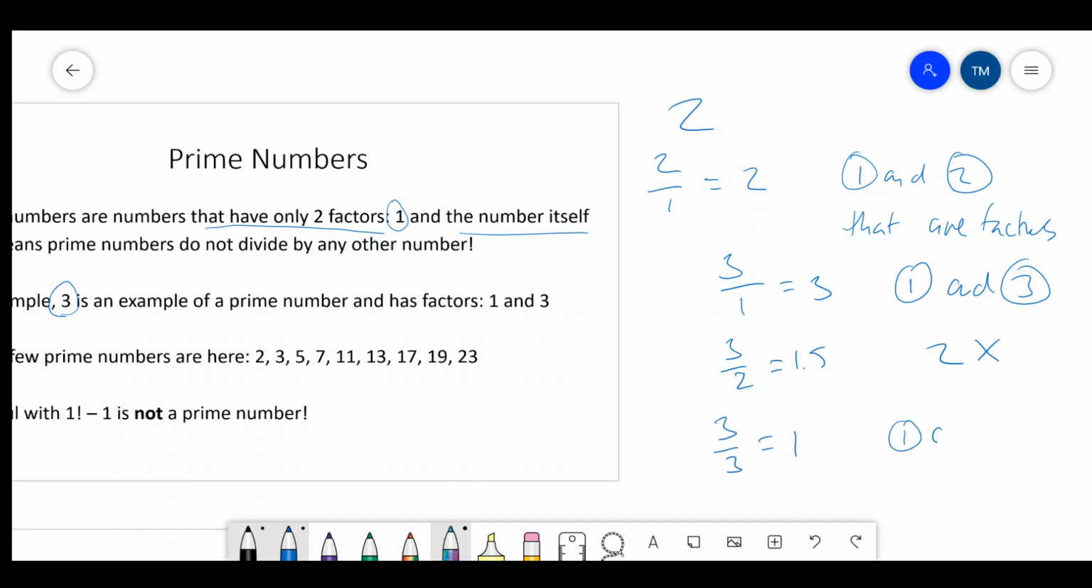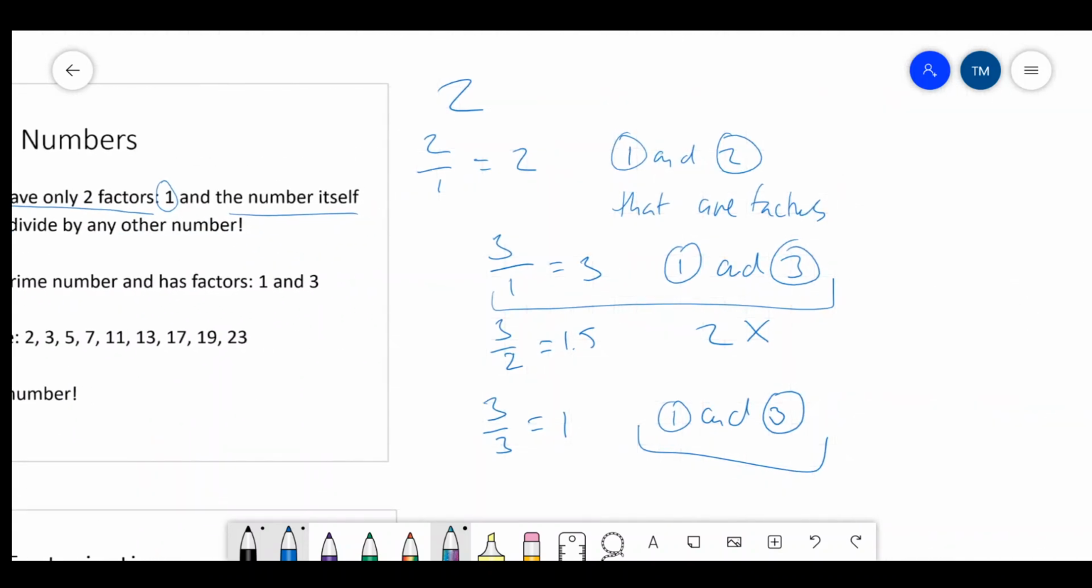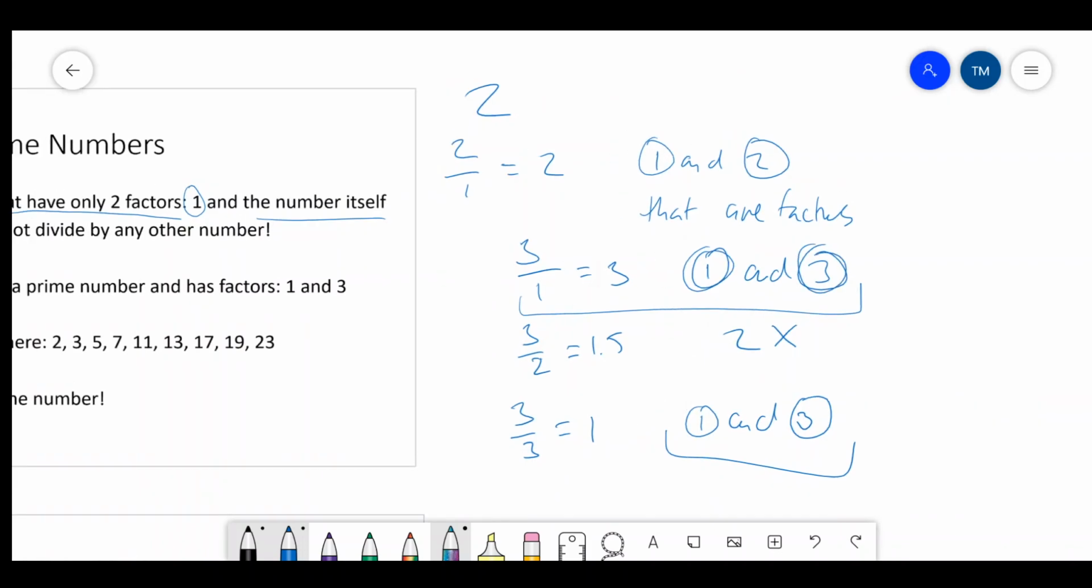So we get 1 and 3, but remember, we have already seen this because we did this when we did 3 divided by 1. So therefore, this is just a repeat. And every other number, if you divided 3 by it, would give you a number less than 1. So therefore, we finished. And we can say, well, the only factors of 3 are 1 and 3, therefore it must be a prime number.